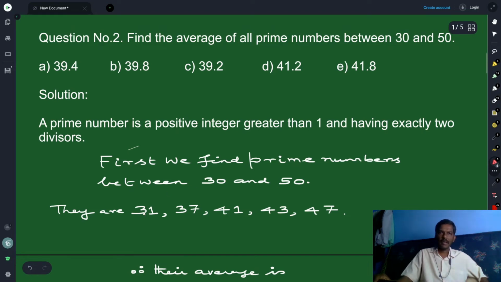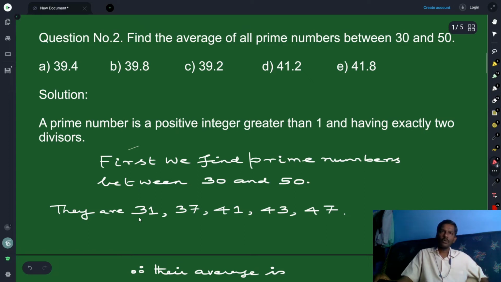The first prime is 31, which is greater than 1 and has exactly 2 divisors. Namely, it is divisible by 31 and 1. No other number divides 31. Likewise, 37, 41, 43, 47. These are the 5 prime numbers that lie between 30 and 50.